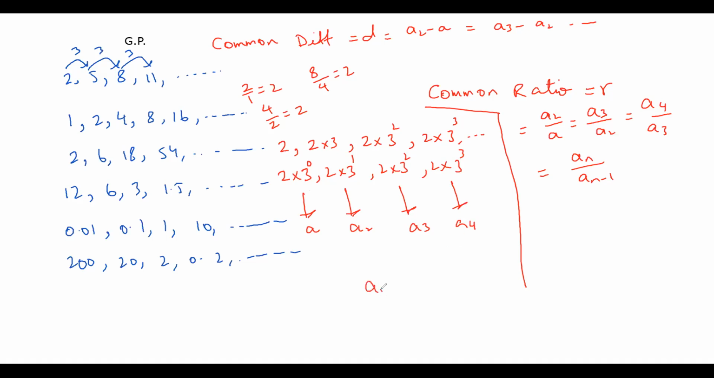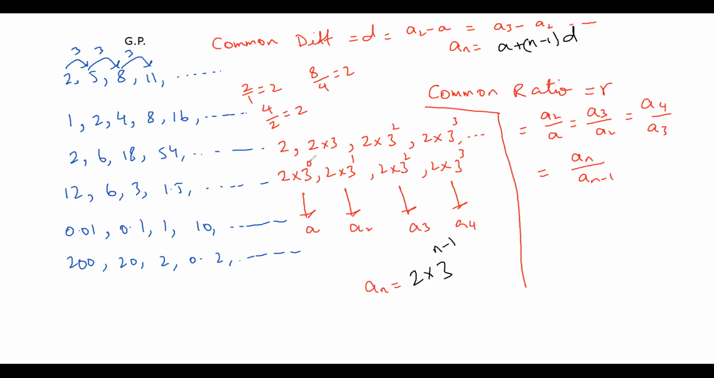So if you have the nth term, what can be the rule to get the nth term? If you remember, yesterday we had the nth term for the AP, that was a plus n minus 1 into d. So what can be the nth term for a geometric progression? 2 into 3 raised to power n minus 1. Yes, someone has written this correctly. So this is going to be 2 into 3 raised to power n minus 1.